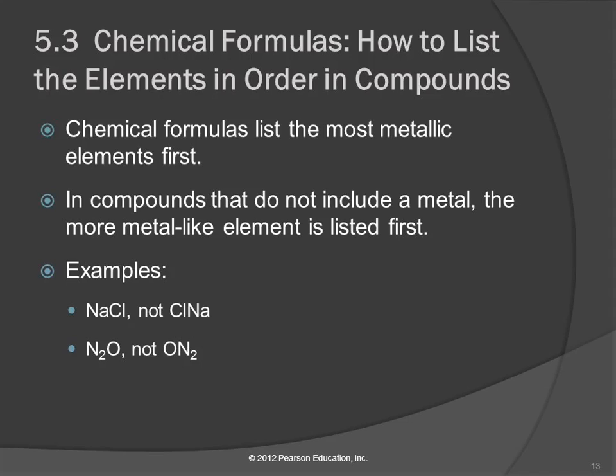How do we know which element to list first? Well, let's look at some examples here. Why do we write NaCl and not ClNa? This would be alphabetical. Why not do it that way? It's just convention. So the more scientific explanation is that we list the metallic element first. So we'll list the metallic element first. If there is no metal, then we're going to list the one that's more metal-like first.